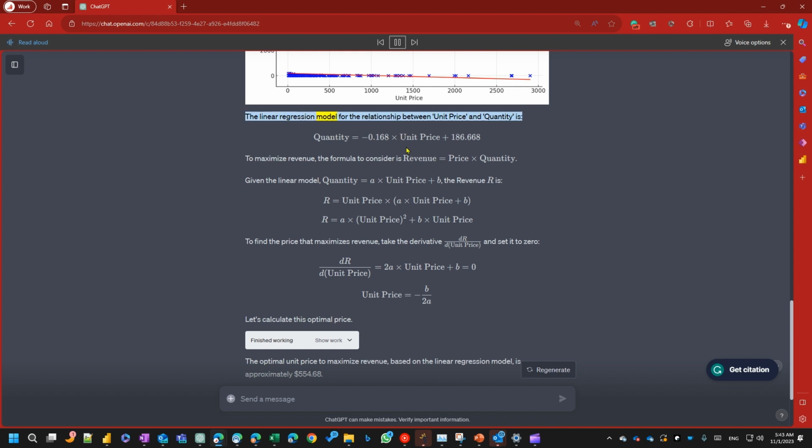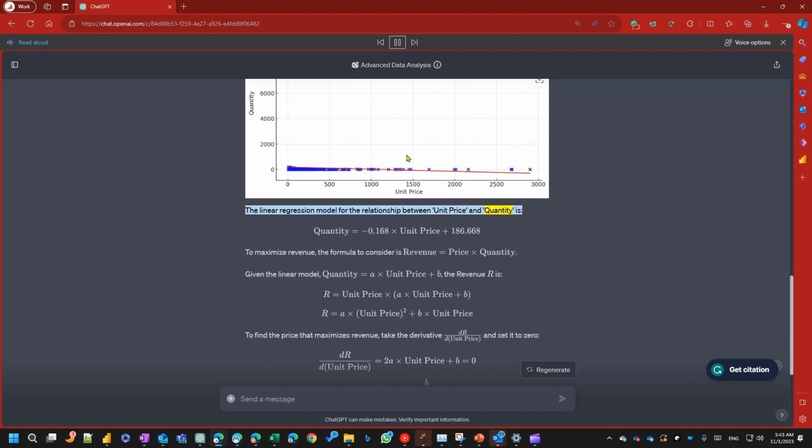The linear regression model for the relationship between unit price and quantity is. To maximize revenue, the formula to consider is. Given the linear model, the revenue is. To find the price. As you can see, the quantity here is this factor times unit price plus this other value. To maximize the revenue, the formula to consider is revenue equals price times quantity. Given a linear model, quantity is equal to A times unit price plus B. The revenue R is, and basically it comes up with all this formula.